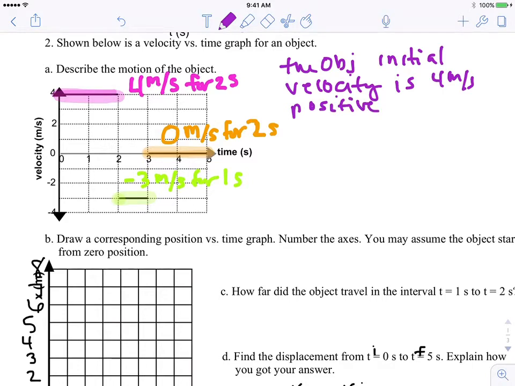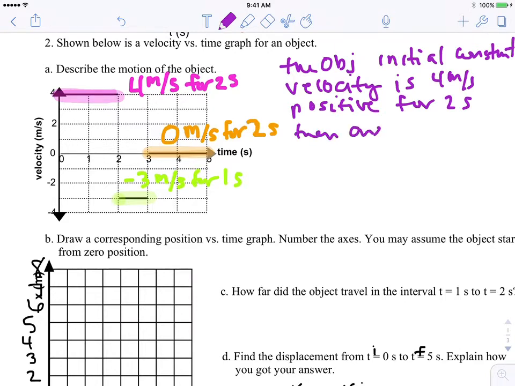You could say that the object has an initial constant positive velocity of 4 meters per second for 2 seconds, right? As long as you include that its velocity is constant. So I should put that there. Object's initial constant velocity is 4 meters per second positive. So as long as you say it's a constant velocity, positive 4 meters per second for 2 seconds, that's what's important.